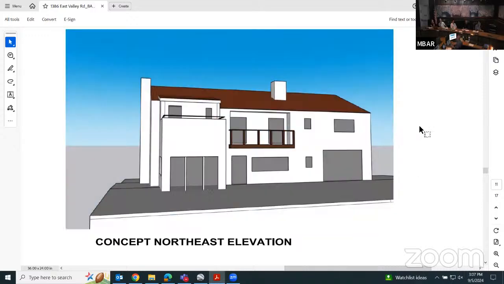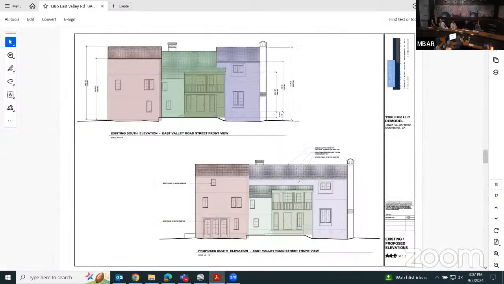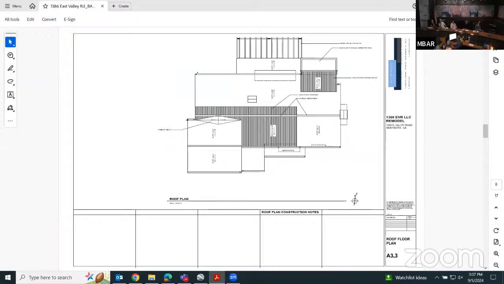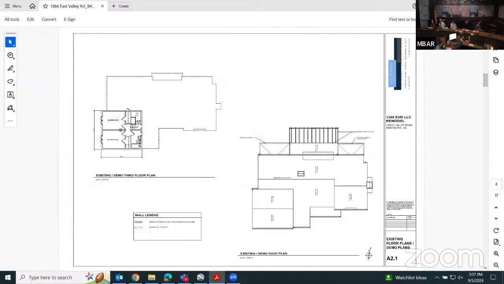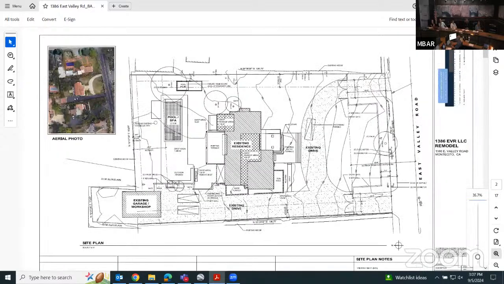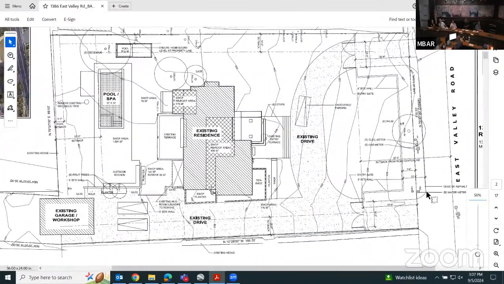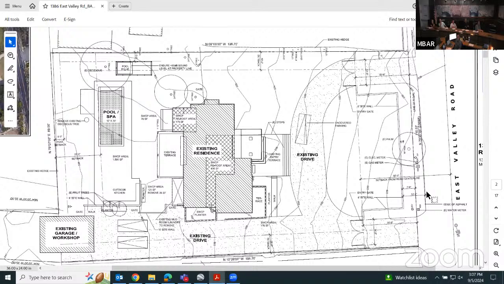We can go back to the site plan now, A10. The pool was proposed in the front yard. I agree with the board; I don't feel that's quite appropriate, so I'd like to place that pool in the back of the property. In the front, it was proposed to have some gates off of East Valley. They're recessed in 30 feet.